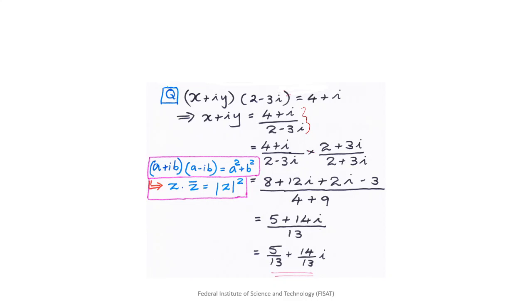Here (a plus ib) into (a minus ib), if you are multiplying that, a square minus i square b square will come. i square is minus 1, so you can easily replace it as a square plus b square, or z into z bar equal to mod z square.